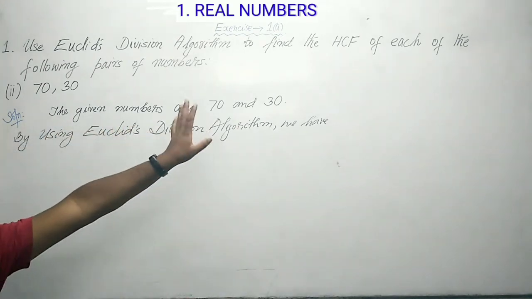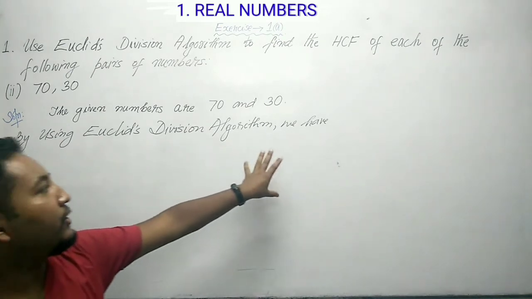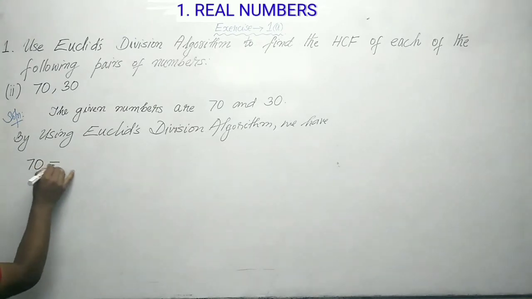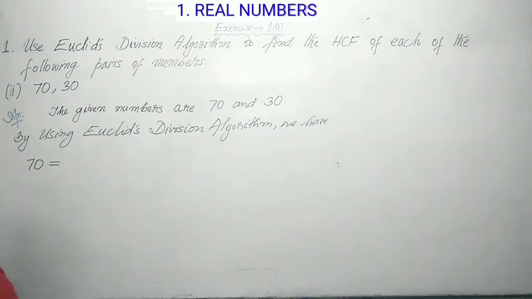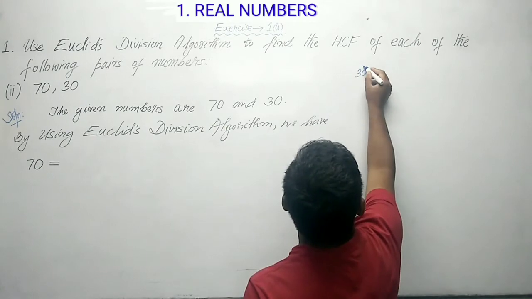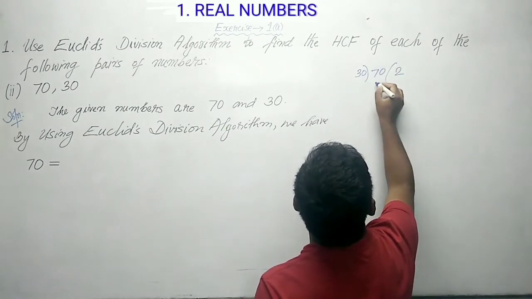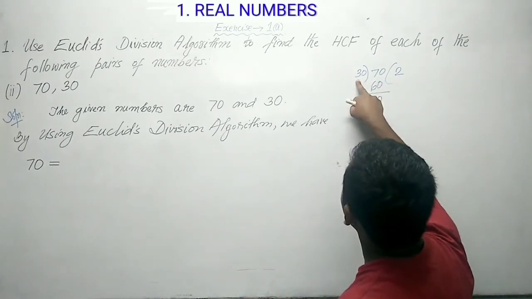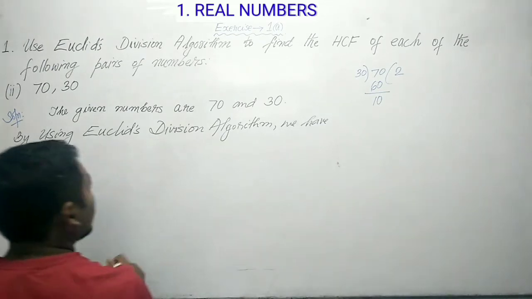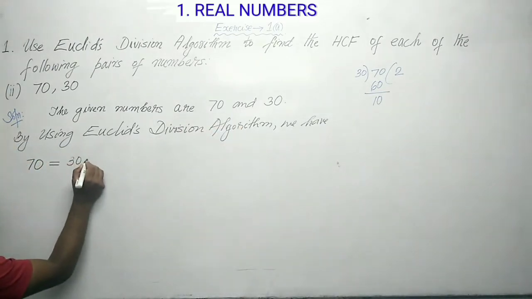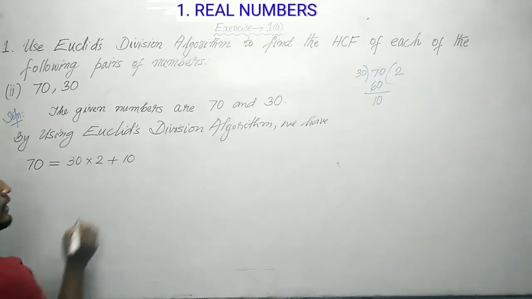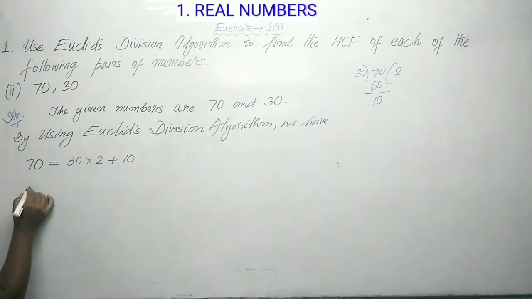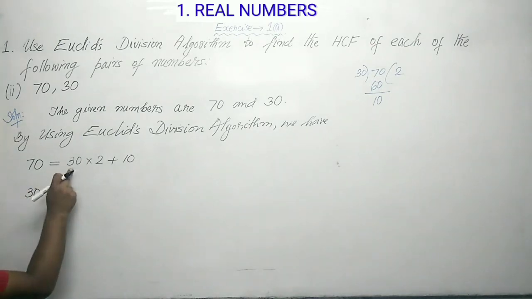So the given numbers are 70 and 30. By using Euclid's division algorithm, we have again, which is bigger between these two? Write down 70. Now you have to divide 70 by 30. How will you divide? Divide 70 by 30. 30 2s are 60. Remainder is 10. This is the dividend, divisor, quotient, remainder. So write down 70 in the form of 30 into 2 plus 10. You still have a remainder which is not 0. Further divide 30. Now divide 30 by 10.